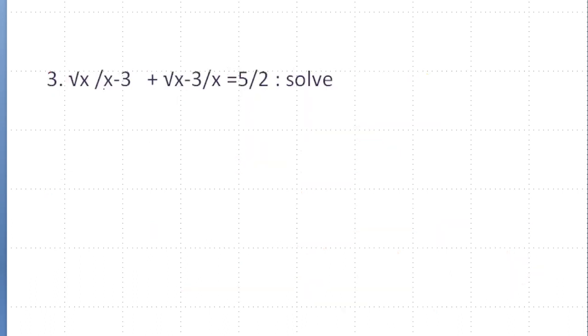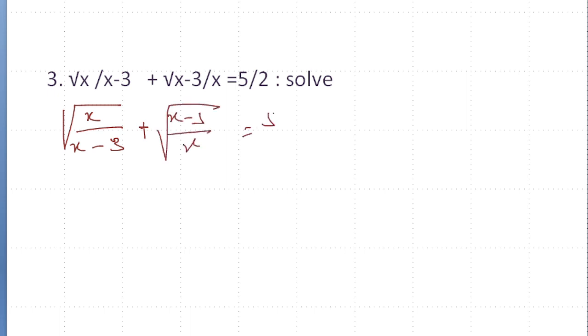Now here is an example where it is written: square root of x by x minus 3, plus square root of x minus 3 by x, equals 5 by 2. This is the question. Now we will solve this. For example, let's take this as y, because x is already there. You can take any alphabet, it is not mandatory. It doesn't say take y only. You can take a also, b also, or the first letter of your name.